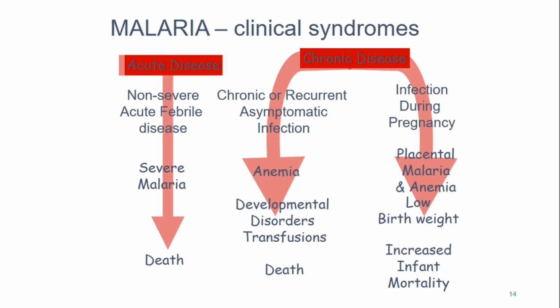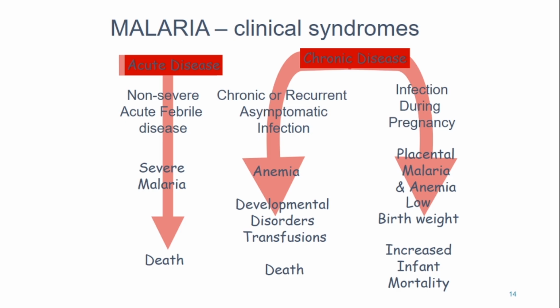Chronic disease usually occurs in endemic areas, in patients who have had recurrent or chronic infection with malaria. They could have asymptomatic infections, and as such, people who live in endemic areas such as Nigeria may have chronic parasitization without any acute febrile illness. This may lead to complications such as anemia, especially in children and in pregnant women. In children, there could be complications such as neurodevelopmental disorders. There may be need for repeated blood transfusion, and it may also lead to death.